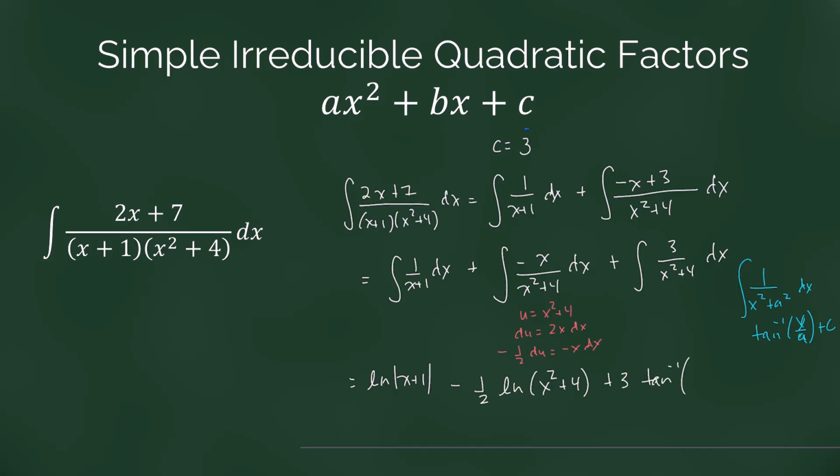And then the last one, we've got 3 times the inverse tangent of x over 2, because our a value is 2 in that case. And then we're going to add on our constant because we're talking about an indefinite integral. And that is our final answer.